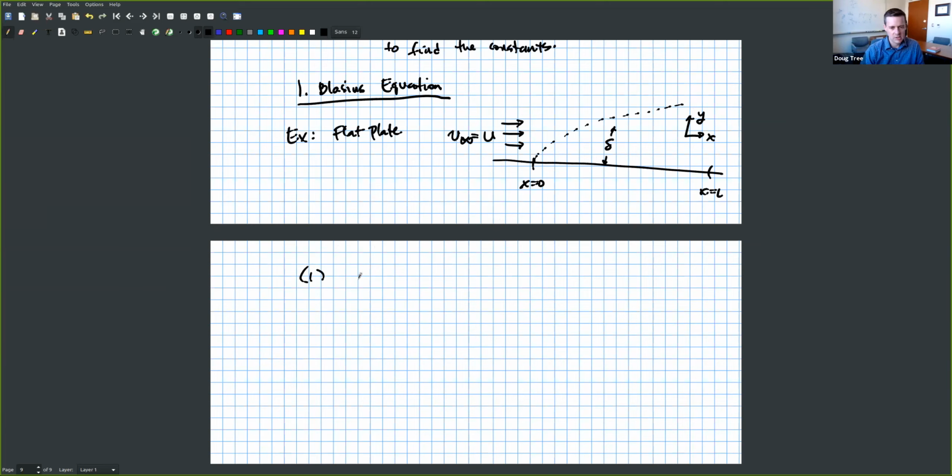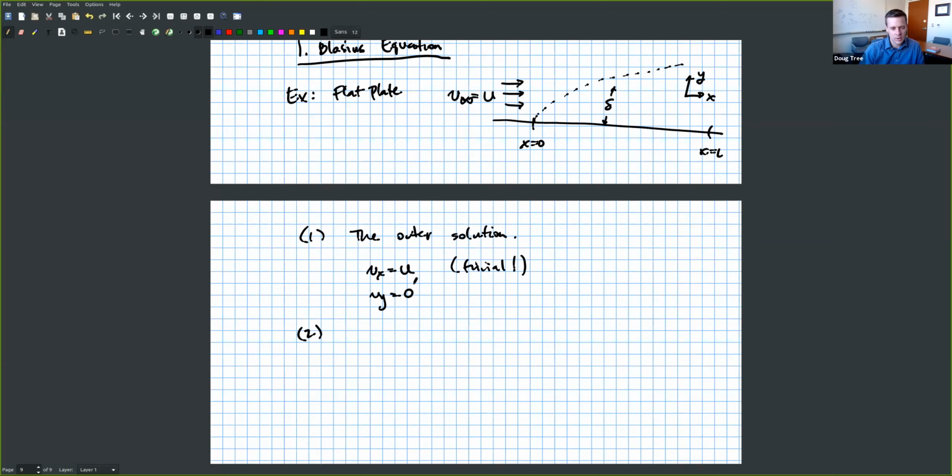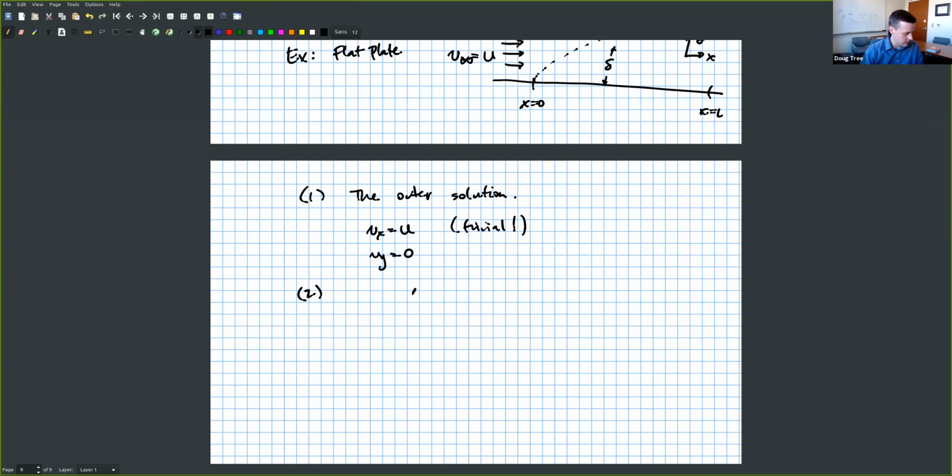So the first step is the outer solution. Okay, and it turns out, I think I said this before, the outer solution is super easy. It's just Vx equals u. So the outer solution is trivial to do for a flat plate, which is awesome. Vy is equal to 0 in the outer solution. So where we would have normally had to solve a whole Laplace PDE problem, we don't have to do that here. It's super easy. That's why we're going to start with this one.